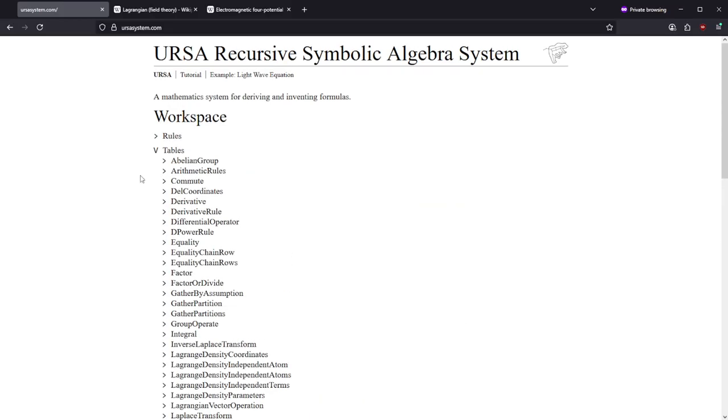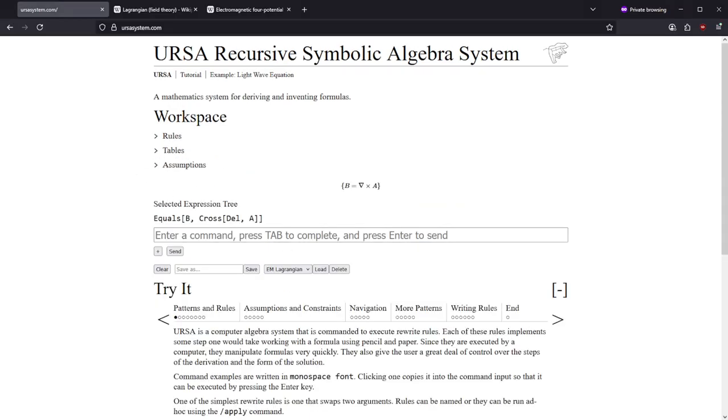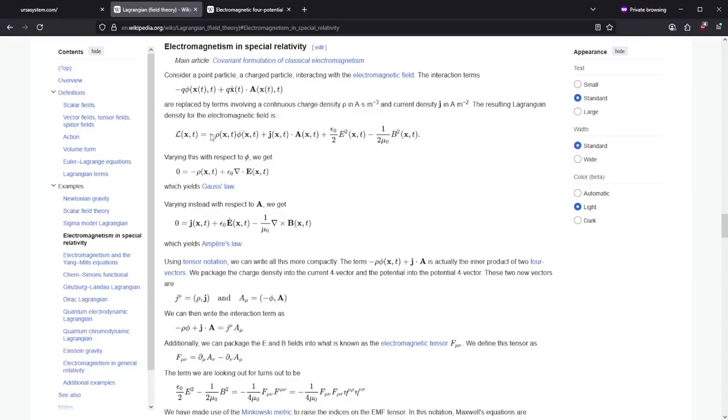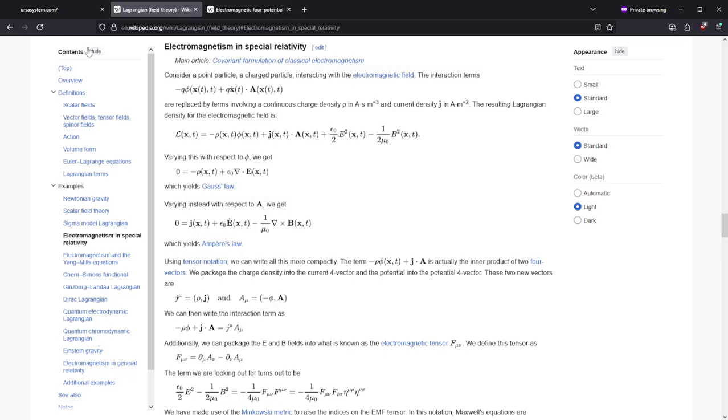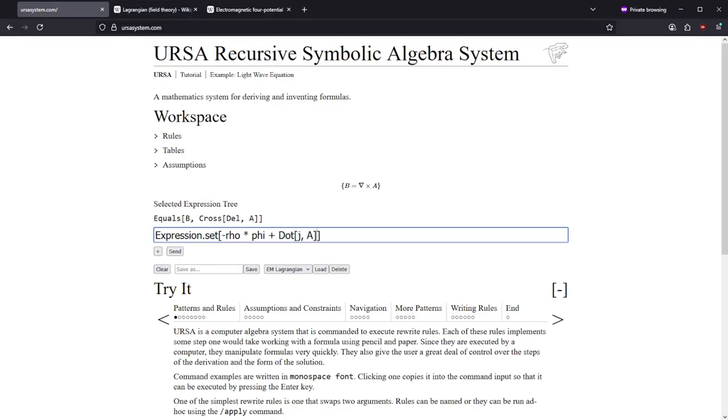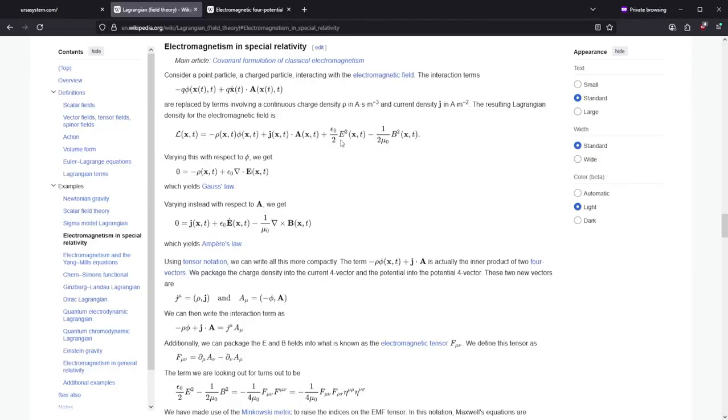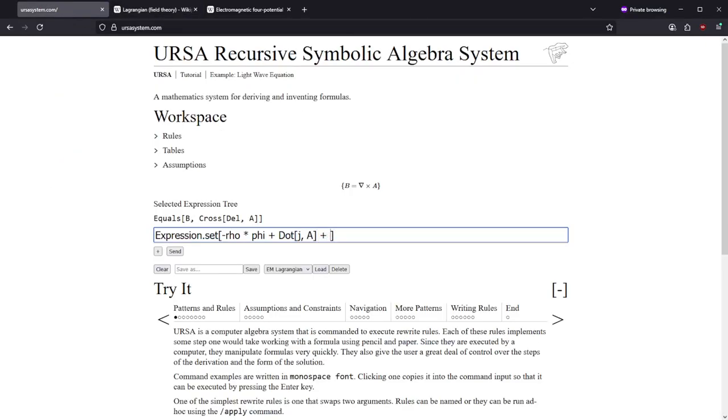Sources, again, workspace. So now we can put in the Lagrange density and derive Gauss's law. I'm not going to use these x and t arguments. I'm just going to type it in without those. So we will set our expression to the Lagrange density, which is minus rho times phi plus the dot product of j with A plus epsilon naught over 2 times the magnitude of E squared minus 1 over 2 mu naught times the magnitude of B squared.